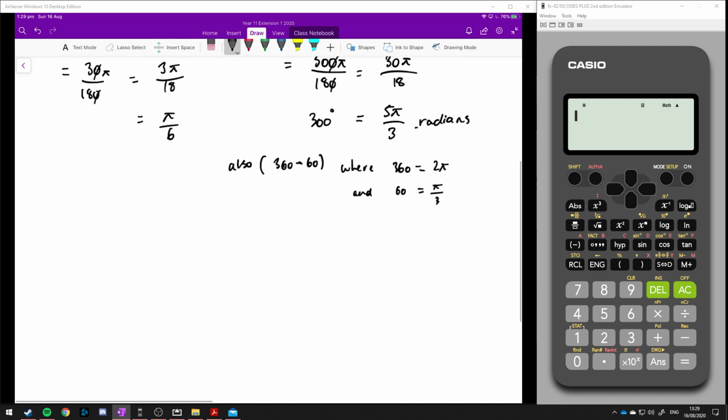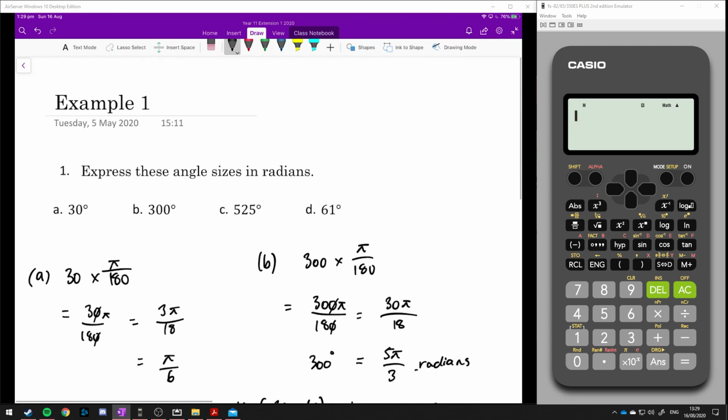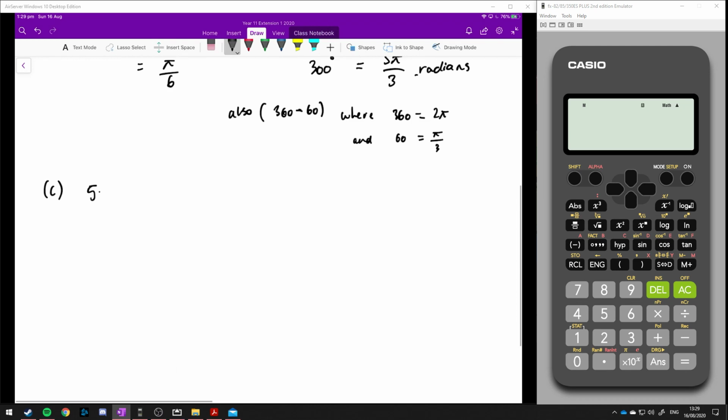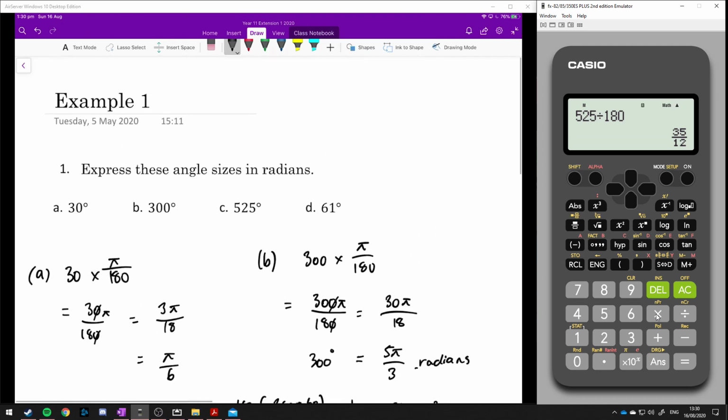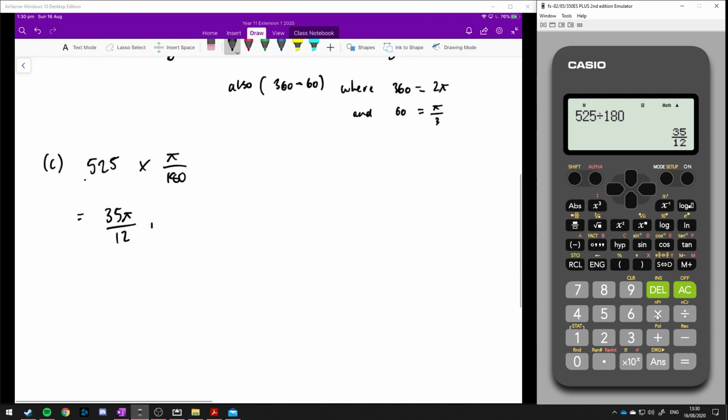Okay, part C. 525. So a little bit trickier this time. So we're going to times that by pi on 180. Okay. So 525 times pi on 180. So just put it straight in. Or we can have a look and see if it simplifies on 180. So 35 on 12. So therefore that's equal to 35 pi on 12. Okay, so we want to usually keep these in exact form too.